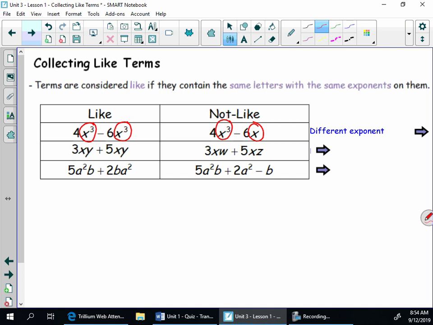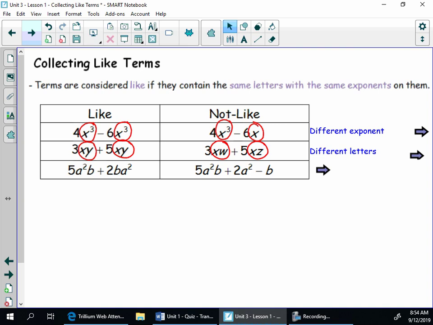In the second one, xy, those are two letters that are stuck together. Well, that's the same as having xy. Two letters that are stuck together. But over here, I've got xw and xz. Those aren't the same. Why not? Well, they got different letters. An x with a w is different than an x with a z. I can tell those apart.